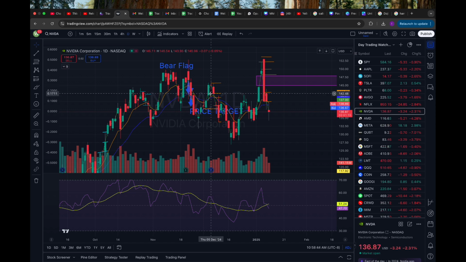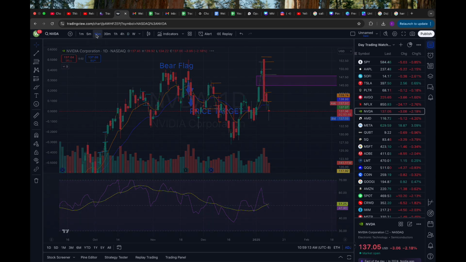NVIDIA gapped down, right? So it closed at 142 here, and then this day, it closed at 138. It ended up filling the gap right here, right? So this green day that we had on Friday, January 3rd, is filling the gap from something that happened like a month ago, right?